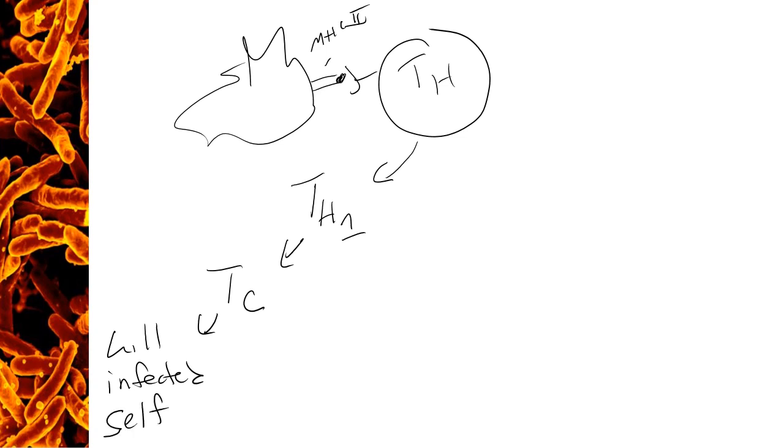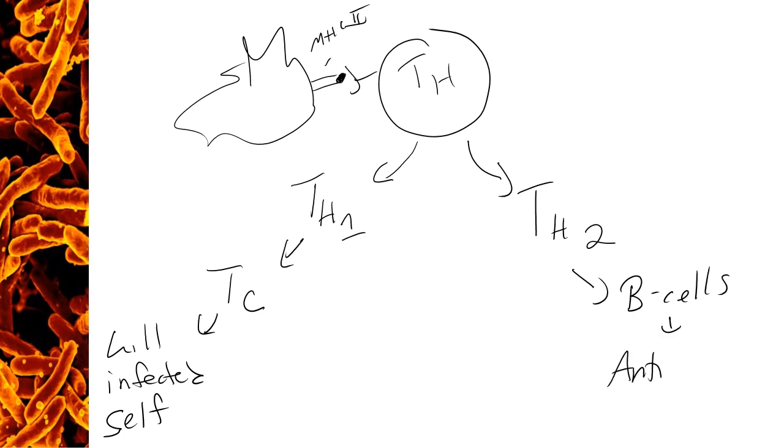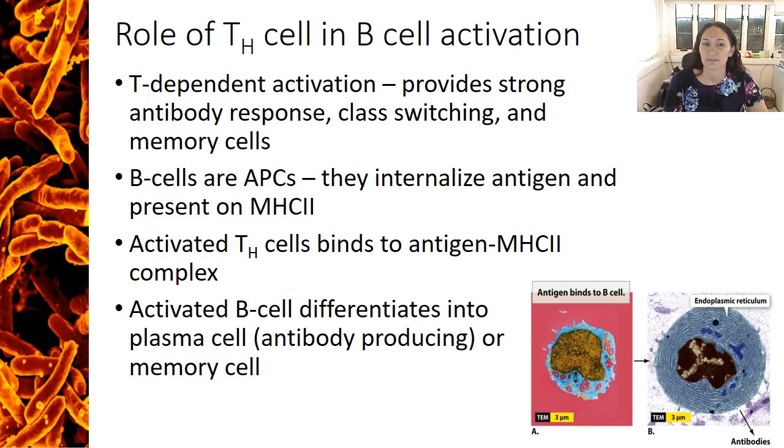Now we're going to look at what happens if instead, when this antigen is presented, the helper T cell differentiates into a Th2 cell, which is going to lead to the activation of B cells, which are then going to produce antibody for the immune system. So this helper T cell activation of B cells is important because it allows them to produce a really strong antibody response, allows for something called class switching, which we'll look at, and the development of memory cells.